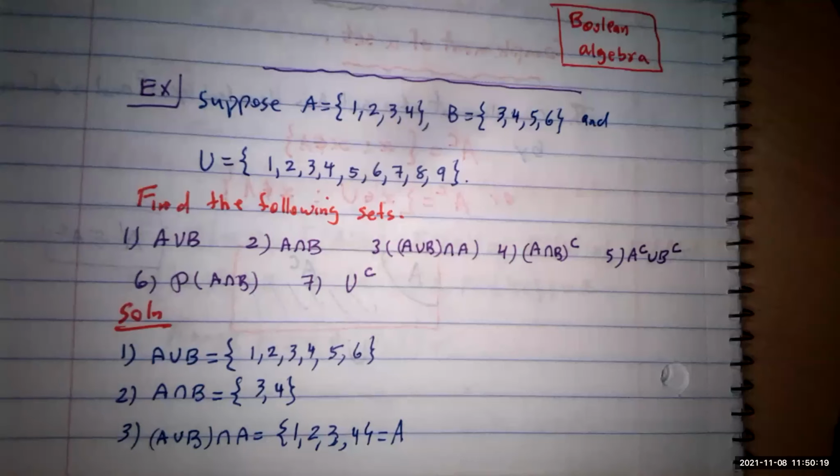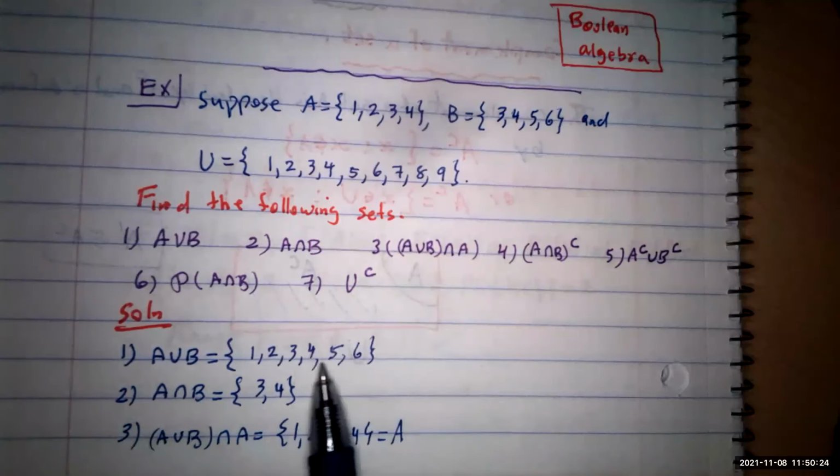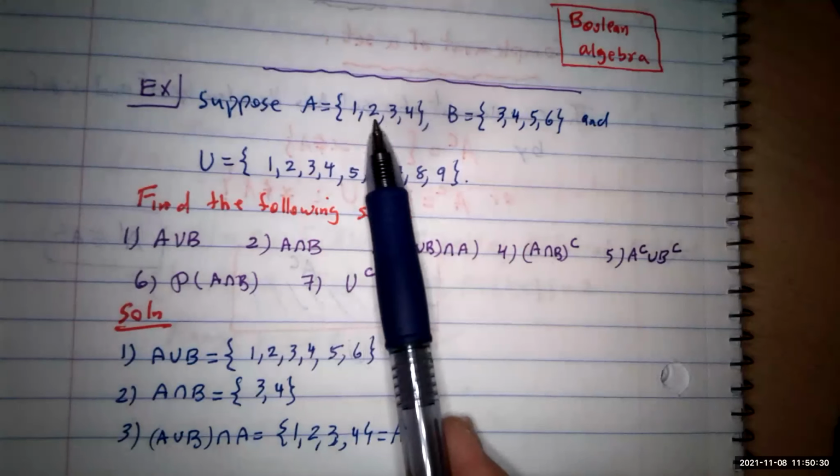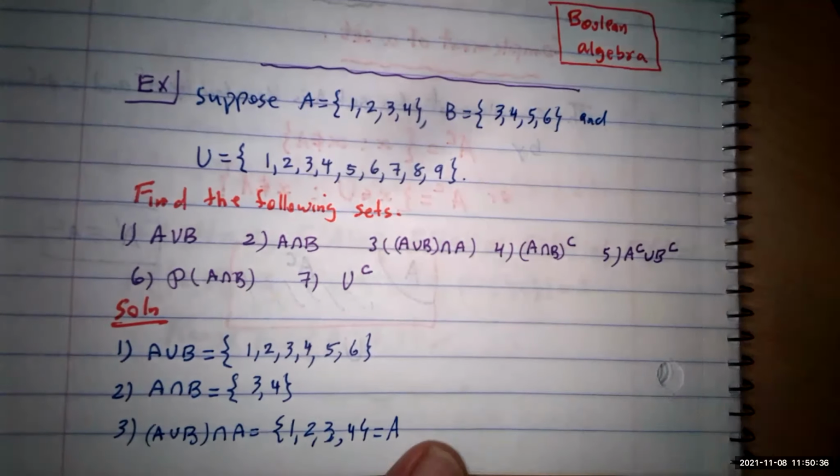You just compare. Any question? Everybody got this one? A union B, you already got A union B. You want to find the intersection, the common elements between this one and set A. It's going to be all the members of the A. So that's number 3. We can do number 4 over here too.